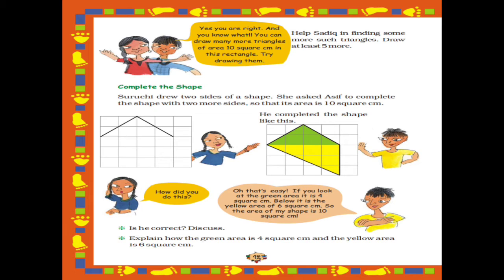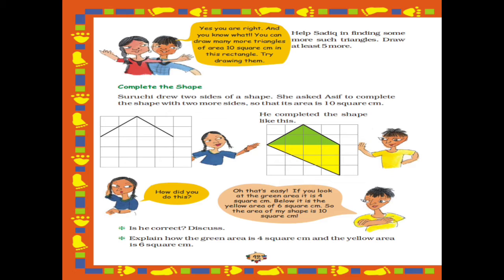In our previous class, we have completed till page number 41. We found the area of the triangle that was given in the big rectangle, right? So, let's see ahead what is given in the textbook. Complete the shape. Now in this portion, you have to complete the given shape. Let's read what is given ahead.